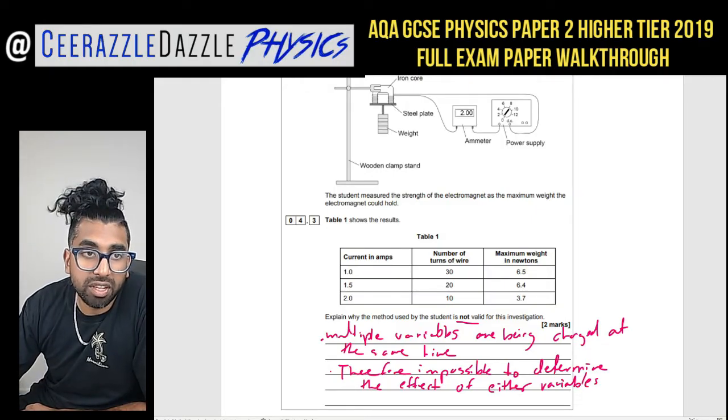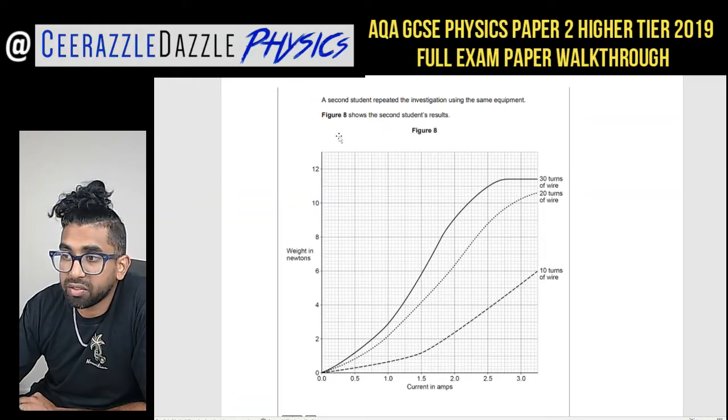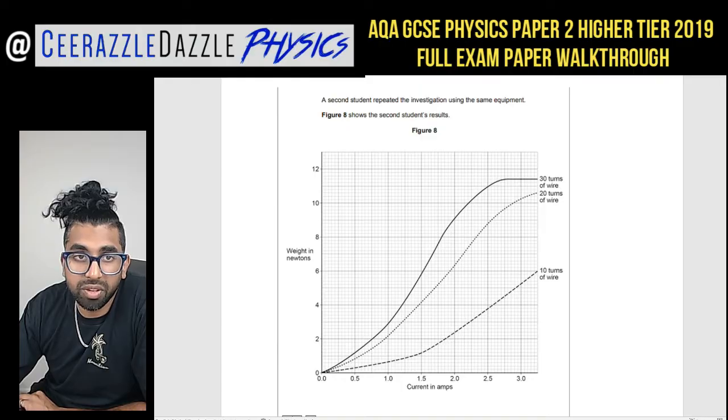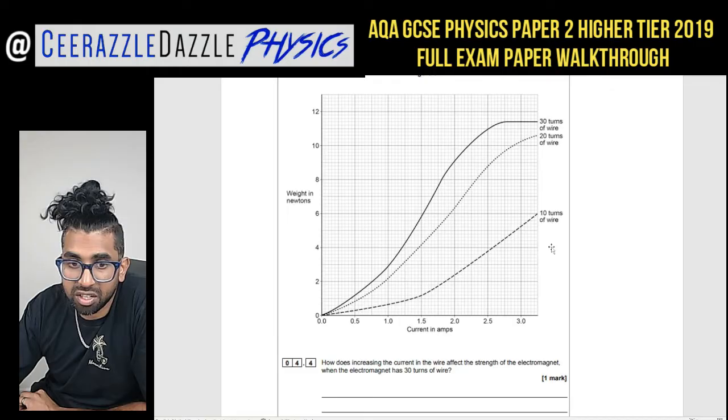Next one, let's go for the next one over here. A second student repeated the investigation using the same equipment. Figure 8 shows the second student's results. So look, as you can see, they've got weight in newtons, they've got 30 turns of wire, 20 turns of wire, and 10 turns of wire.